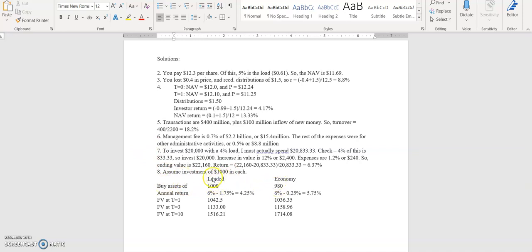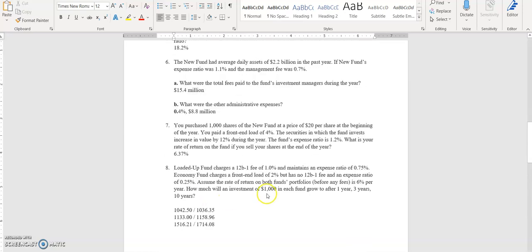The first fund, which is the loaded fund, has no loads, so you're going to have the entire $1,000 invested. The economy fund, on the other hand, has a 2% load, so 2% of this, or $20, goes as a load, so you're only going to invest $980. Now what is going to be the net return for the investor? They're going to get whatever the gross return, which is 6%, minus all of these expenses. So they're going to have to pay out on the loaded fund 1% as a 12B1 fee and 0.75% as expenses. So the total is 1.75%.